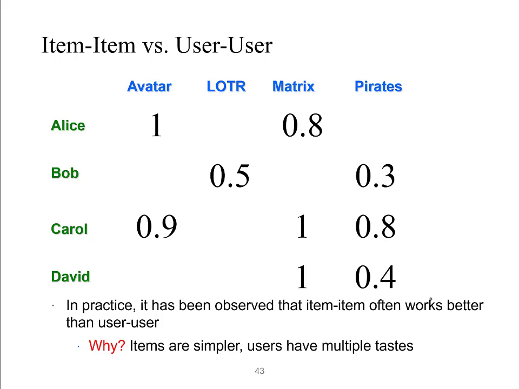What does it mean? For example, two users may have a similar taste on food, but they have totally different tastes on dressing. Just an example here. However, for items, given two items that are similar to each other, a specific user should have a similar taste on similar items. So that is one possible reason behind this observation.